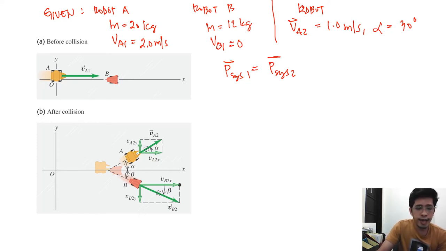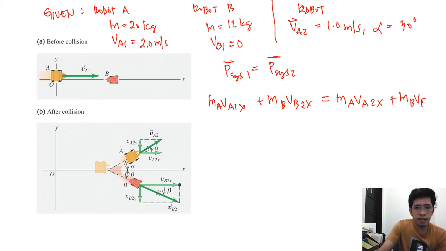So along the x-axis, we have two bodies. So we have your mA vA1x plus your mB vB1x. When you have, for example, five robots there, you should have five terms of this one. But since we have just two robots, we just have two terms. And this is equal to your mA vA2x after collision plus your mB vB2x. Sorry, there's a mistake here. This is vB1x initially. This is a little bit of a tricky part here, the writing of your subscripts.